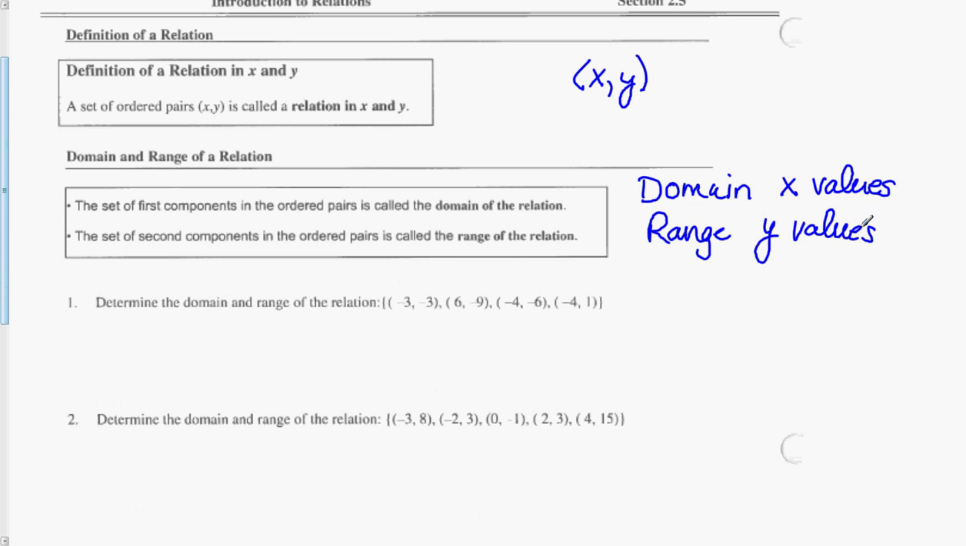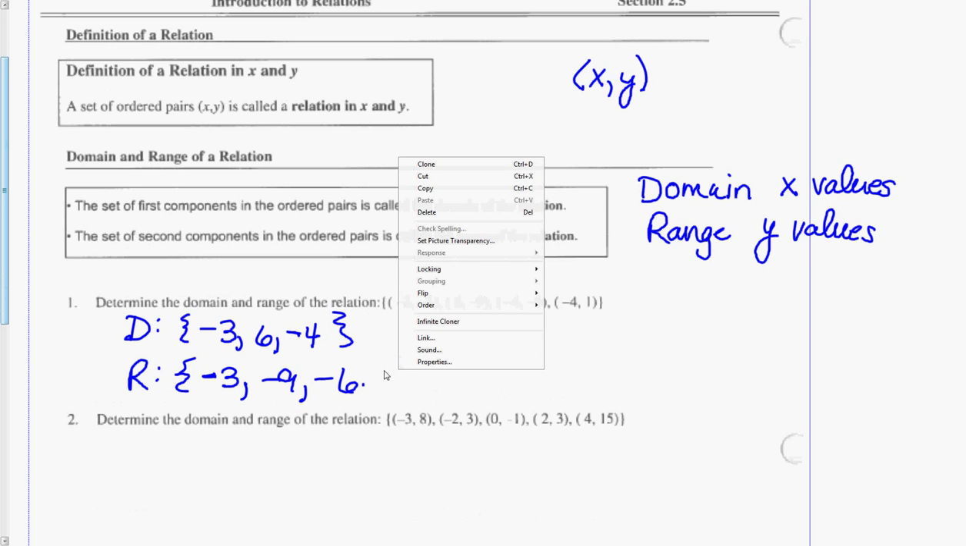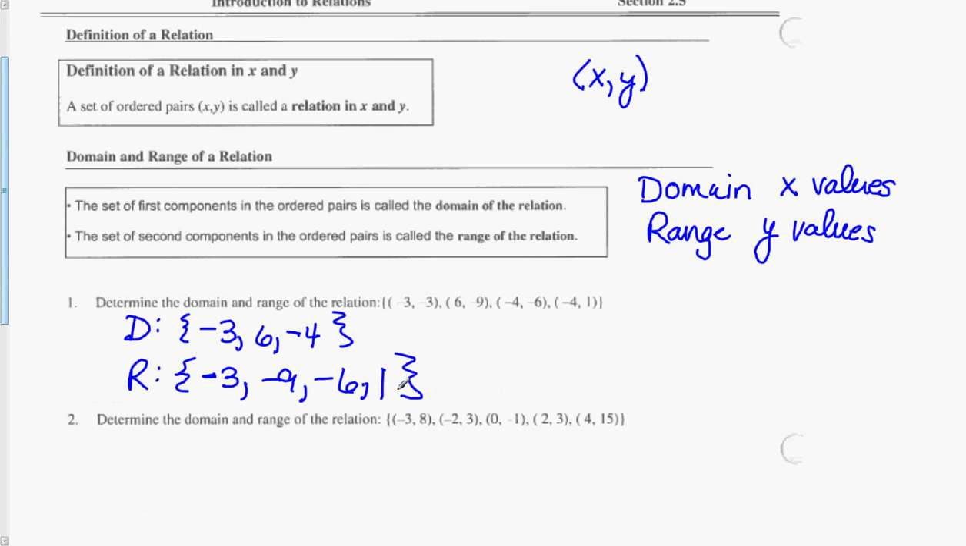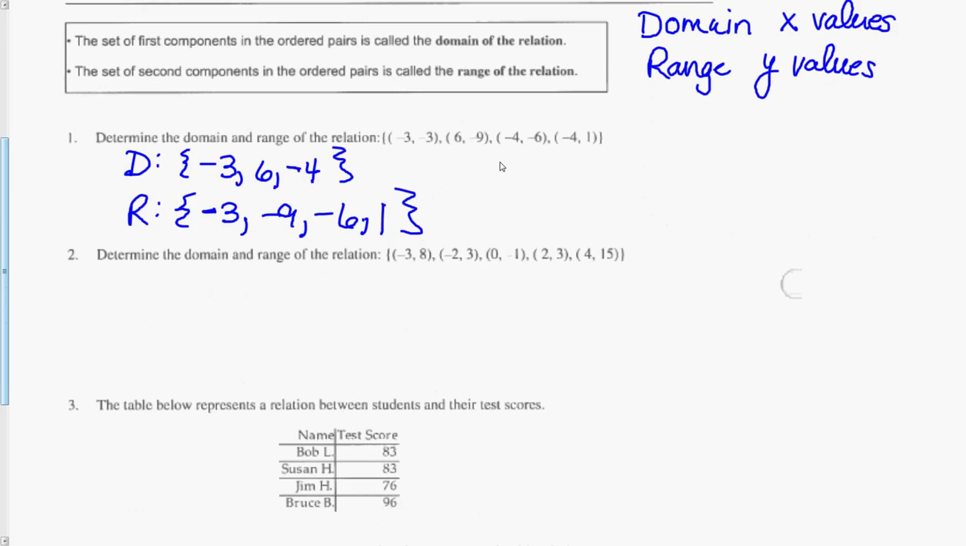All right, so if I'm looking at a relation, here's a set of ordered pairs in number one. The domain for those, we're just going to list the numbers that are the x values: -3, 6, -4. And since -4 appears again, I don't have to write it twice. I've already got it listed. Our range, then, we're going to look at our y values, and I'm going to have -3. From that first ordered pair, I've got a -9, I've got a -6, and I've got a 1. Those would be the list of range values. Just listing x's and y's.